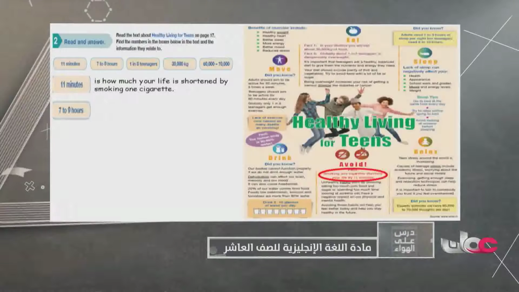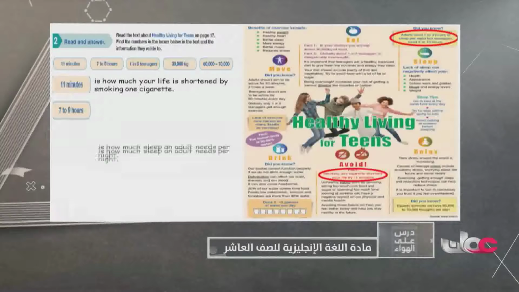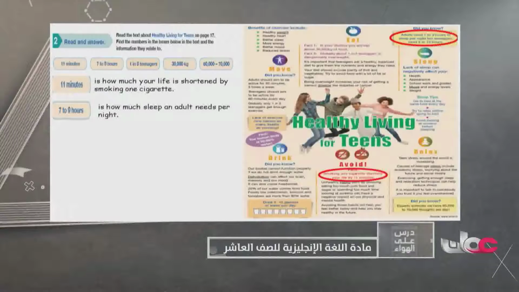7 to 9 hours. Where is 7 to 9 hours in the text? It is in the yellow box. Okay, and what information does this give? So 7 to 9 hours is how much sleep an adult needs per night. So each adult needs from 7 to 9 hours per night to sleep.